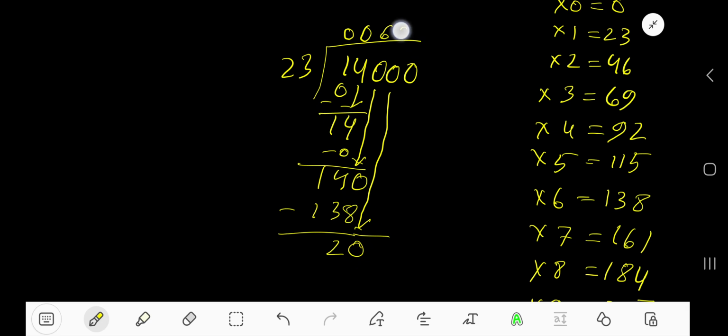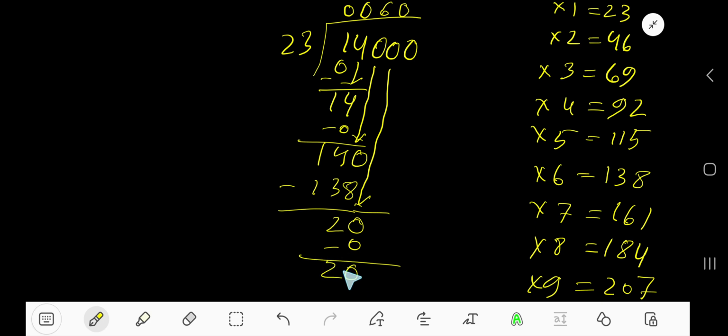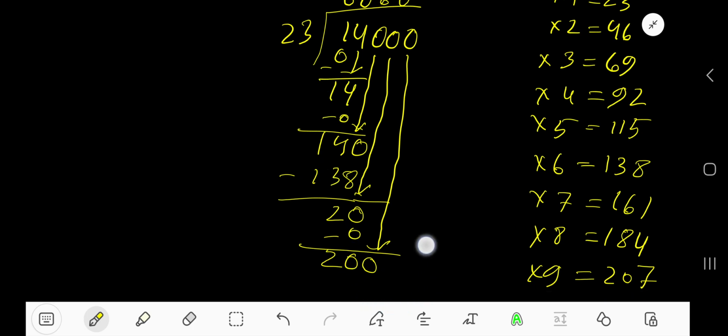0 times, as 20 is less than 23. So 0 times 23 is 0. Subtract, you are getting 20. Bring down this digit, 200. 23 goes into 200 how many times?